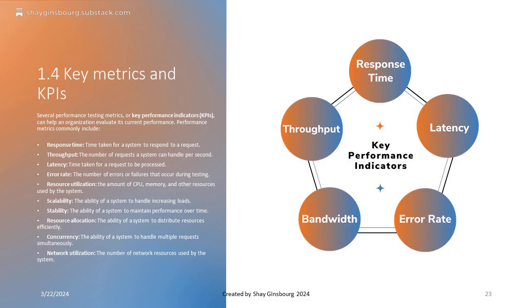Definition: the number of requests a system can handle per second. Optimization goal: maximize throughput without compromising response time. Optimization goal: reduce latency to enhance user experience. Definition: the number of errors or failures during testing. Definition: the amount of CPU, memory, and other resources used by the system. Definition: the system's ability to maintain consistent performance over time. Definition: the system's ability to handle multiple requests simultaneously.